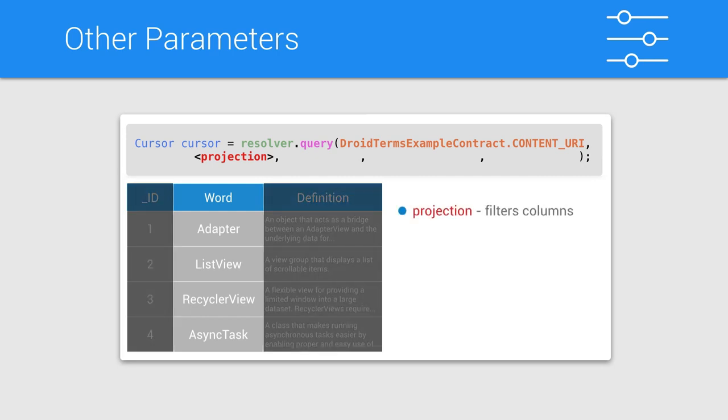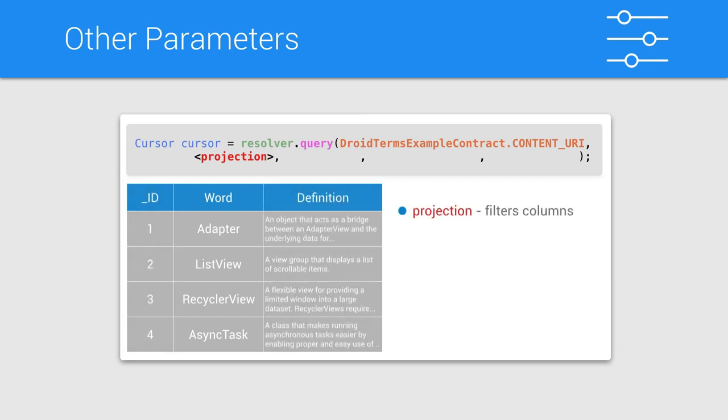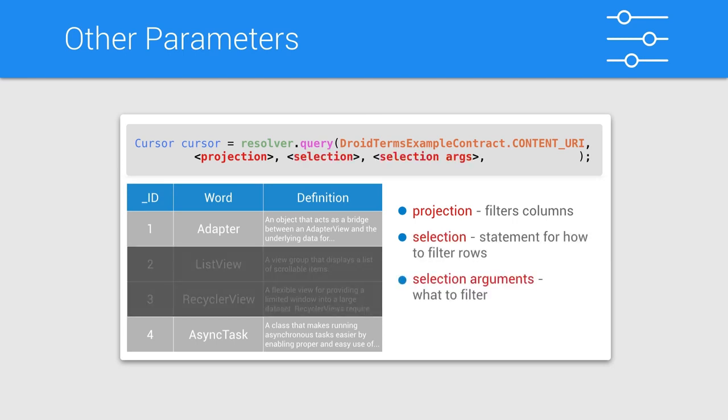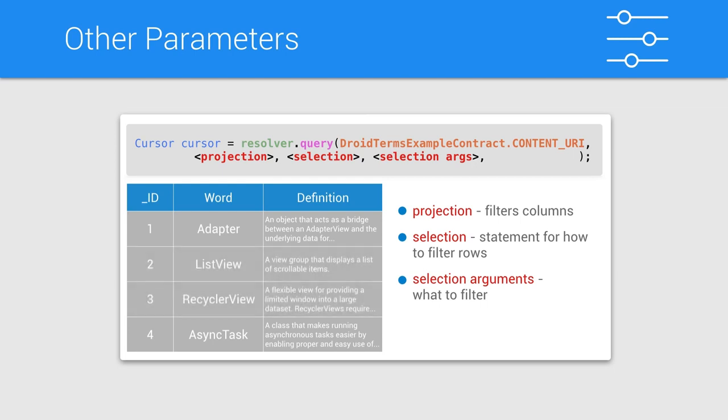A projection in SQL is used to narrow down the number of columns returned, such as only getting the word. A selection along with the selection arguments are used to narrow down the number of rows returned based on some criteria. For example, only selecting terms that start with the letter A. And the sort order determines the order you get the data back in, for example, sorting alphabetically.